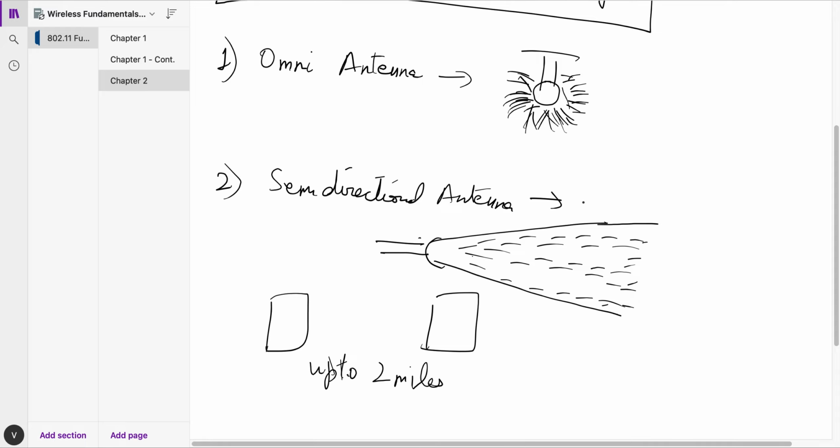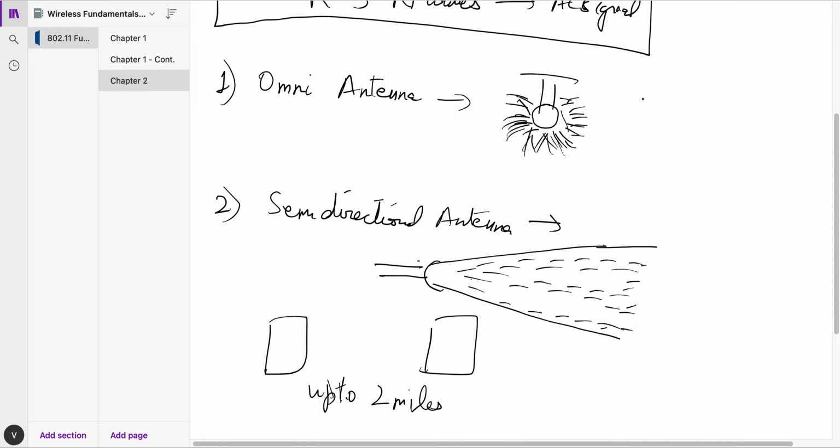Okay. When you talk about an omni antenna, you must have heard about the rubber ducky antenna, which is the default antenna on pretty much every AP which is using omni antennas. A rubber ducky antenna.